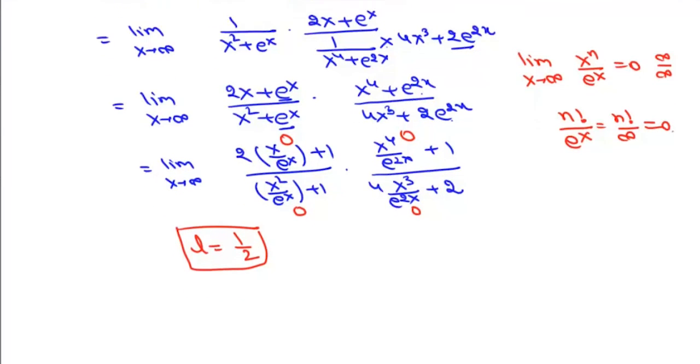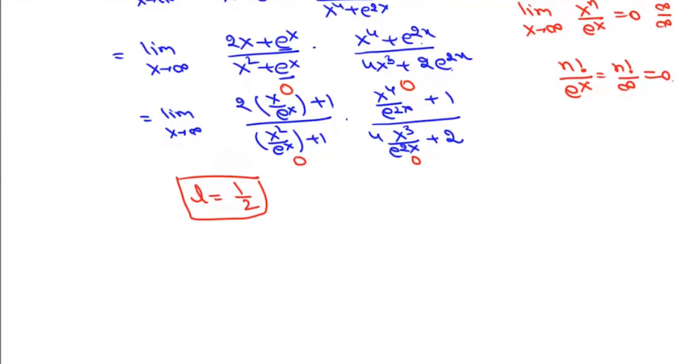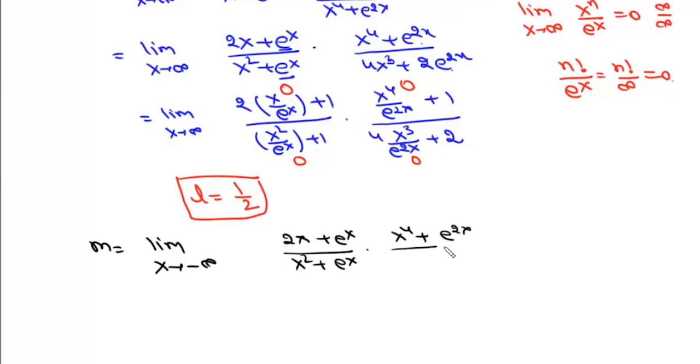Now we'll find the value of M. For M, we have this limit x tends to minus infinity, and again we'll get this same differentiation, which will be 2x plus e to the power x upon x square plus e to the power x into x to the power 4 plus e to the power 2x upon 4x cube plus 2 into e to the power 2x.